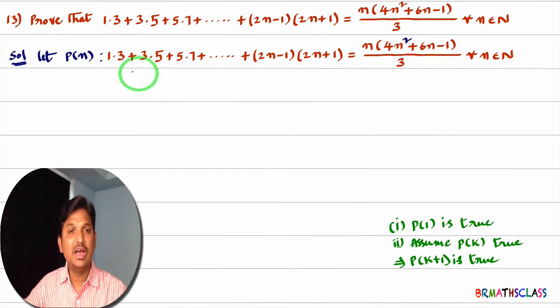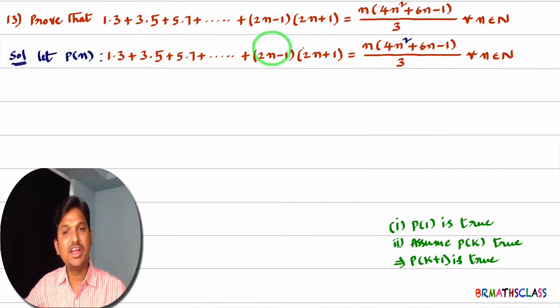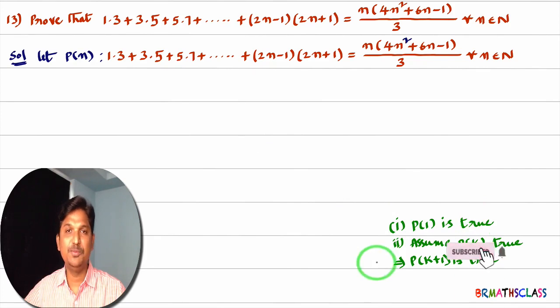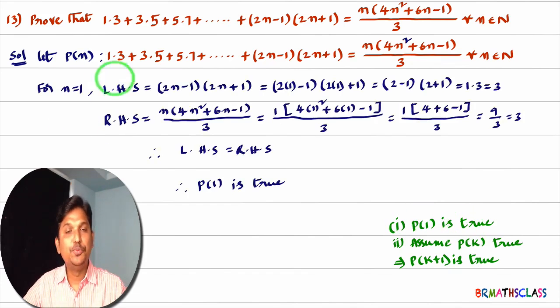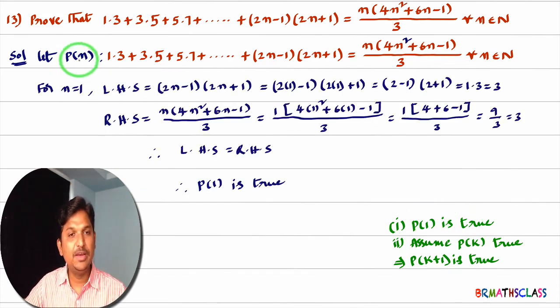You see here, I considered given statement as P of n. After considering given statement as P of n, to prove this by principle of mathematical induction, we prove 2 things. First, we prove P of 1 is true. Next, by assuming P of k is true, we will prove P of k plus 1 is true. Now, first I'll prove P of 1 is true. To prove P of 1 is true, in place of n, we will take 1 because we are trying to prove P of 1 is true.